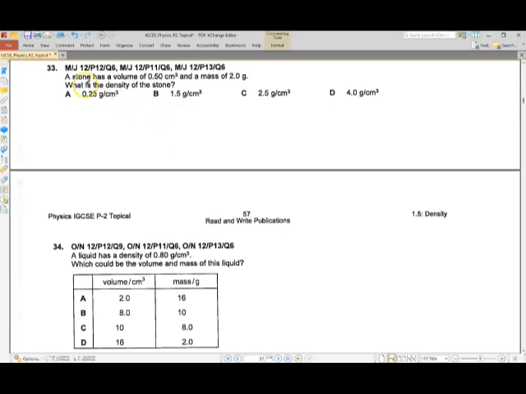Okay. Question number 32. A stone has a volume of 0.50 cm³ and a mass of 2 grams. What is the density of the stone? Okay. Density, clear-cut question. Mass over volume. So mass is 2 grams, volume is 0.50 cm³. So dividing these two is going to give you 4 g/cm³. And D would be the correct option.